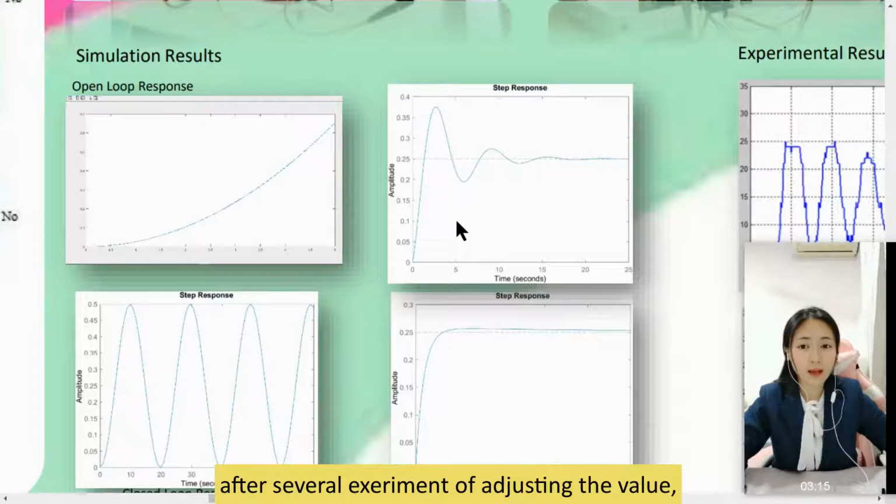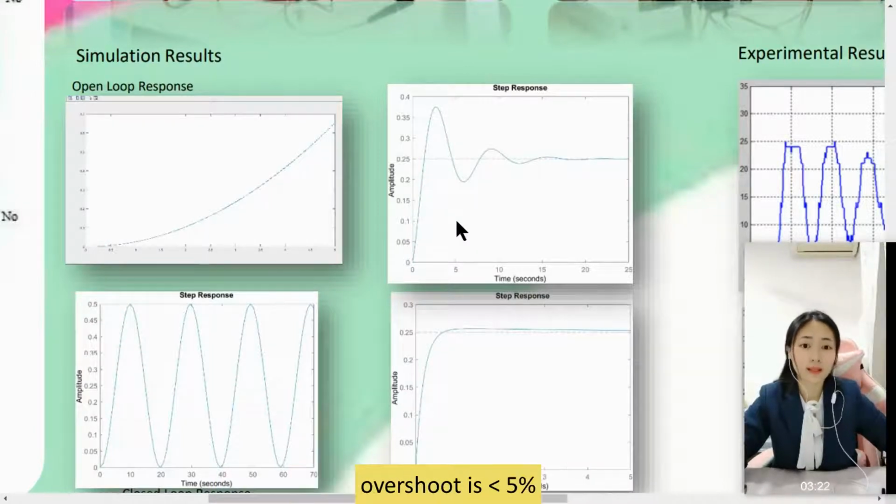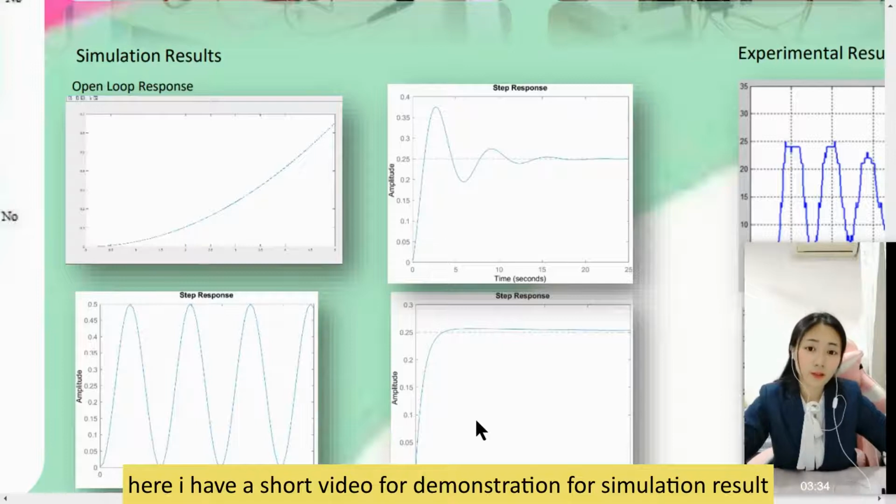So after several experiments of adjusting the value, we get settling time less than 3 seconds and overshoot less than 5% when Kp is 10 and Kd is 56. So here I have a short video for demonstration of the simulation result.